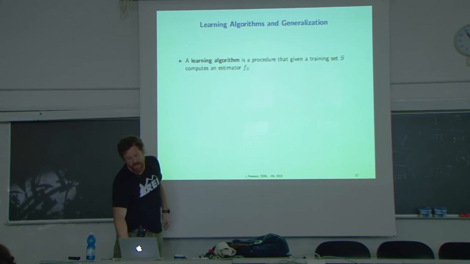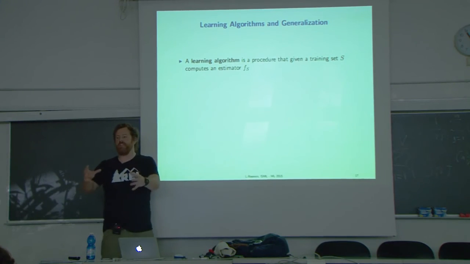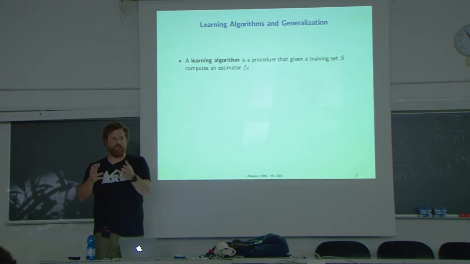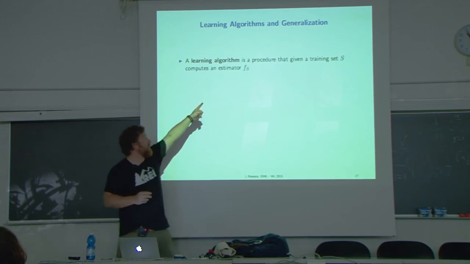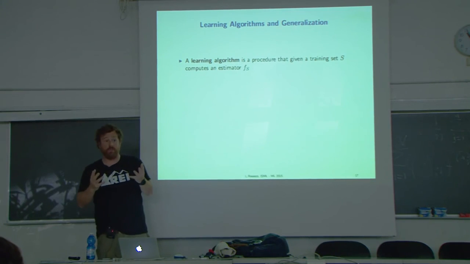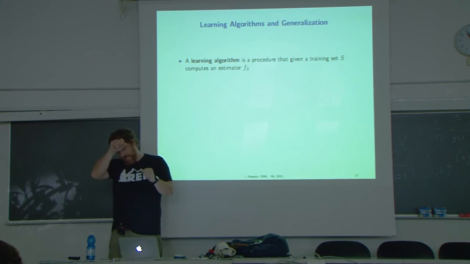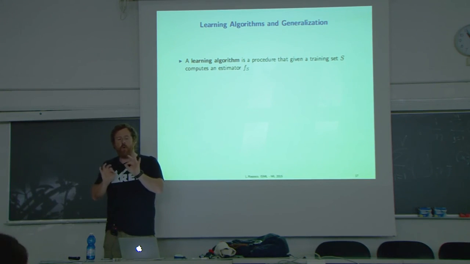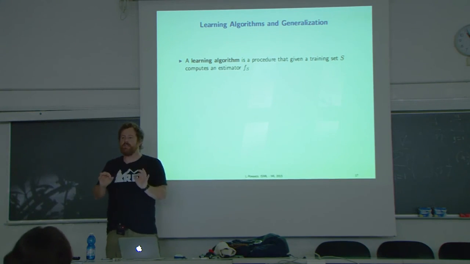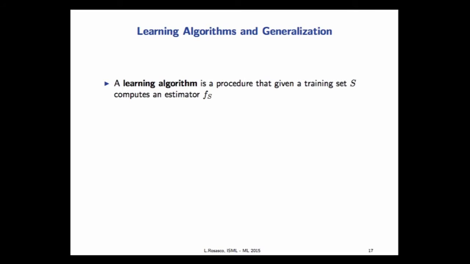We give a couple more names. We call the procedure that, given data, returns an approximation f_S of my target function the learning algorithm. And we call the function f_S the estimator. It's an estimator of the target function. Let me point out that this terminology is a bit annoying because it doesn't quite make a distinction. In statistics, people call estimator a theoretical procedure and don't really look at computational aspects.